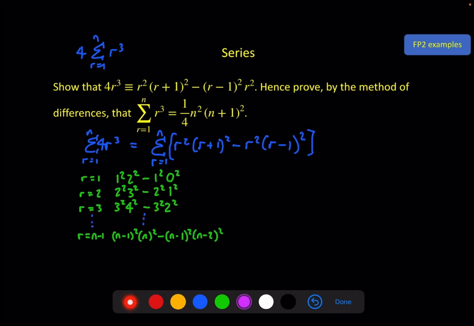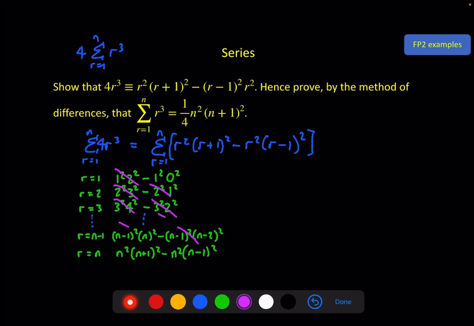Let me cancel some of these. That cancels with that. That cancels with that. This one cancels with one that we didn't write inside here. This one will cancel with the first part of the one before it. And then I've got my last term, r equals n. So that's n squared, n plus 1 squared, minus n squared, n minus 1 squared.